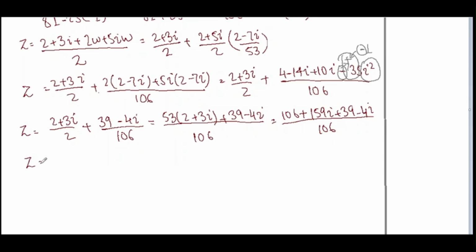Now z equals 106 plus 39 is 145, plus 159 minus 4 is 155 iota, whole divided by 106. And this is your answer for z.